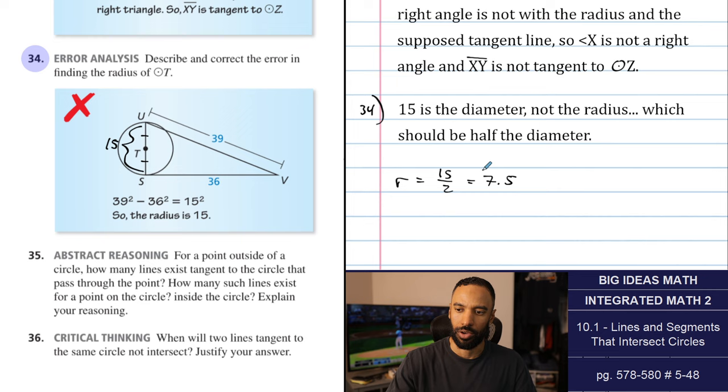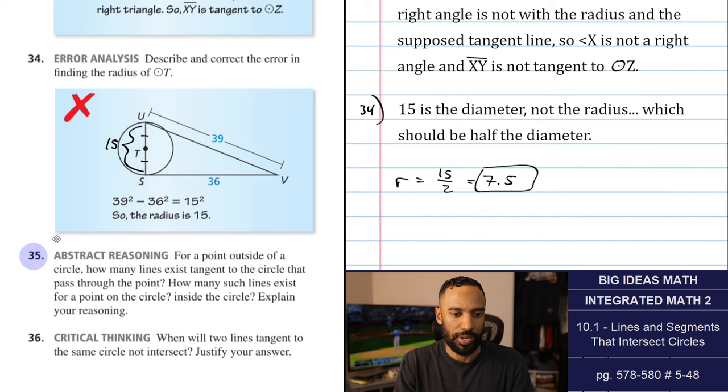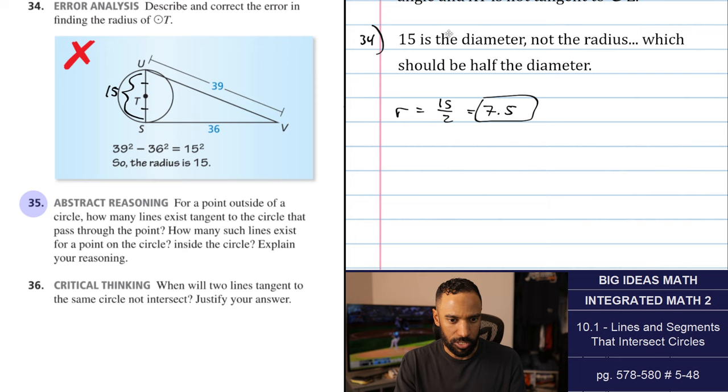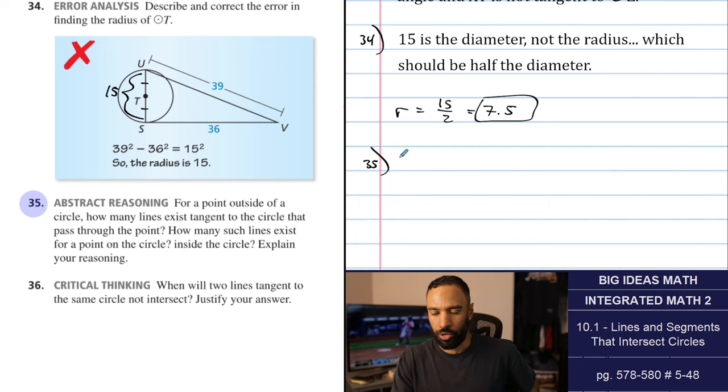Okay, that's number 34. Number 35 on abstract reasoning. For a point outside of a circle, how many lines exist tangent to the circle that pass through the point? How many such lines exist for a point on the circle, inside the circle? Explain your reasoning. So point outside the circle, there should be 2.